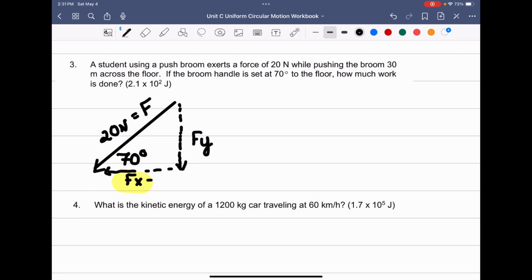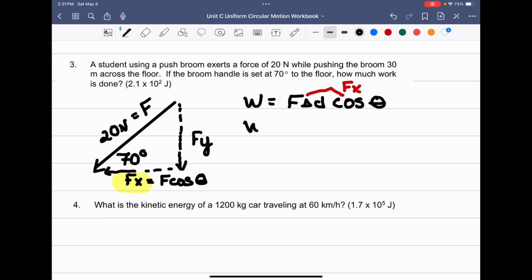Now, Fx is equal to the F times cos theta. So when we go to our formula for work, we can now understand that Fx is the F cos theta. I'm going to write this as work is equal to force times delta d times cos theta. We know that these two, if you really wanted to, you could connect them together and say that this is Fx, but I'm not going to do that because we're given the 20 newtons and we're given the degree. I'm just going to plug it in as is.